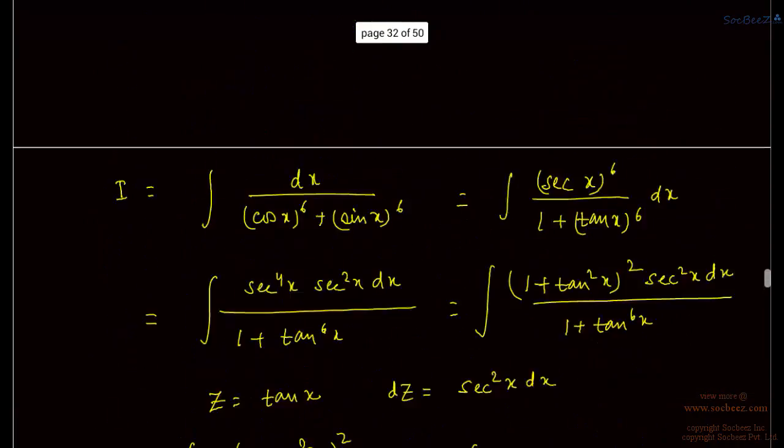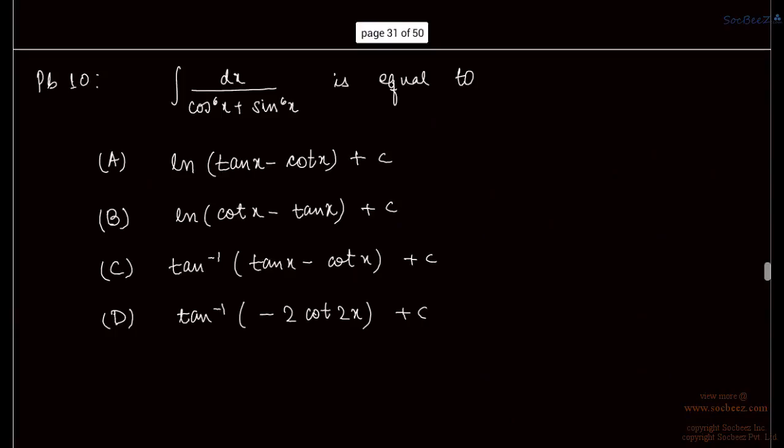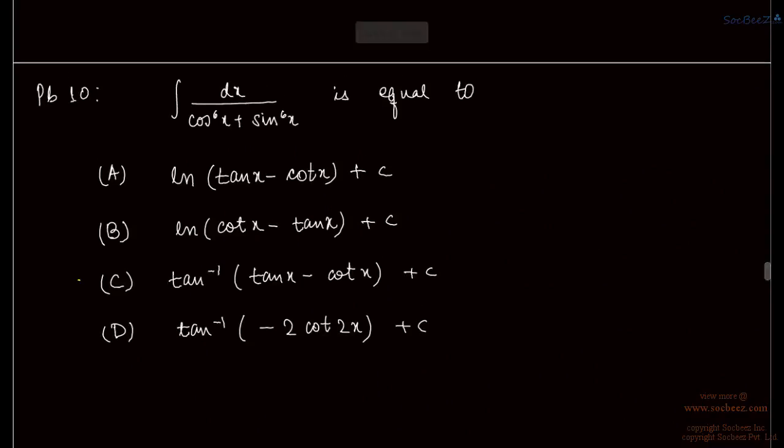So if you see from here, we are getting option C as well as option D, both are correct. Here also C and D are transformed form of each other. So option C and option D both are correct here.